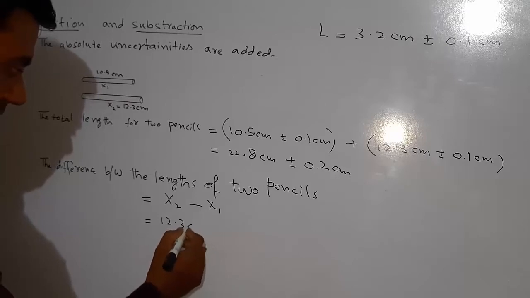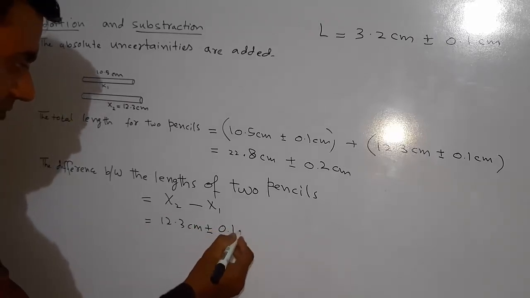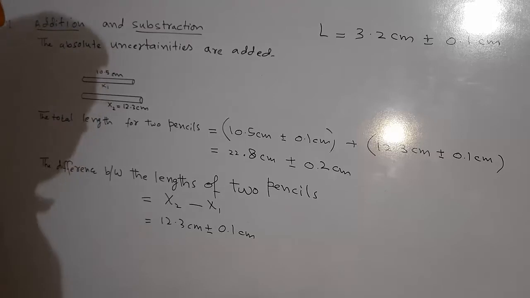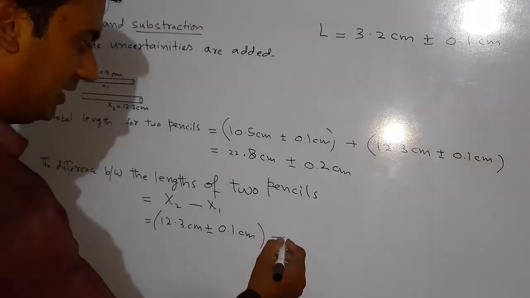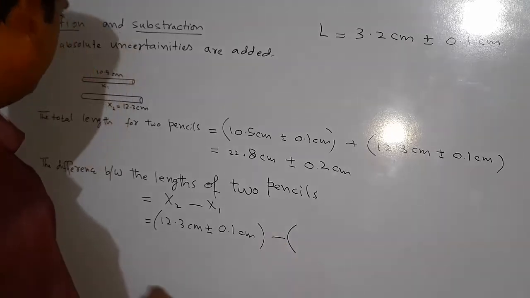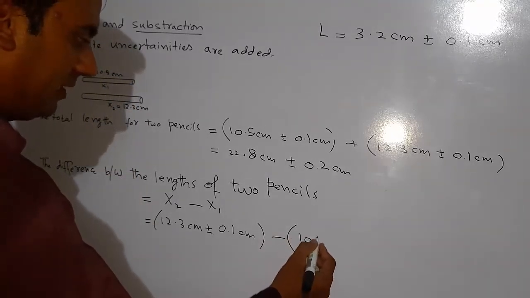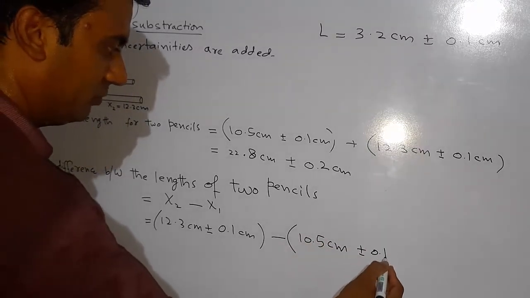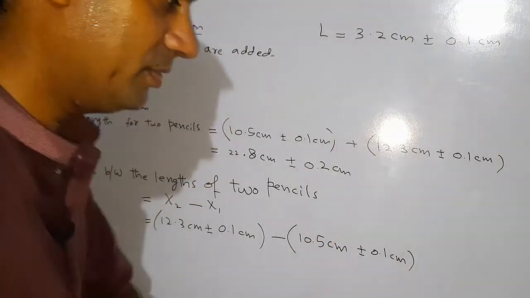centimeter plus minus 0.1 centimeter. Why are we writing plus minus 0.1 centimeter? Because we have measured the length of the pencil with a meter rule or ruler. Then minus x1, the length of the second pencil, that is 10.5 centimeter plus minus 0.1 centimeter. Why are we writing 0.1 centimeter? Because we have measured it with the same instrument.